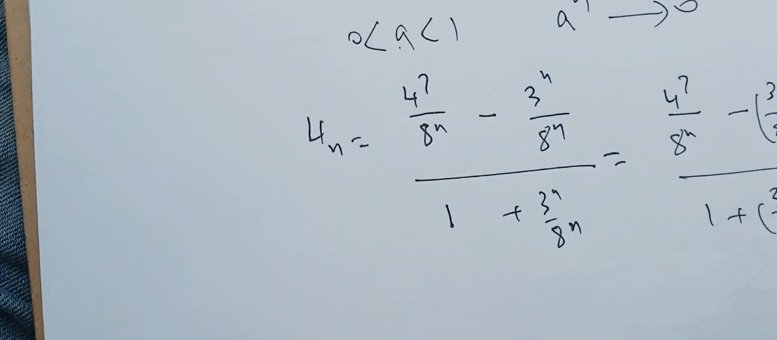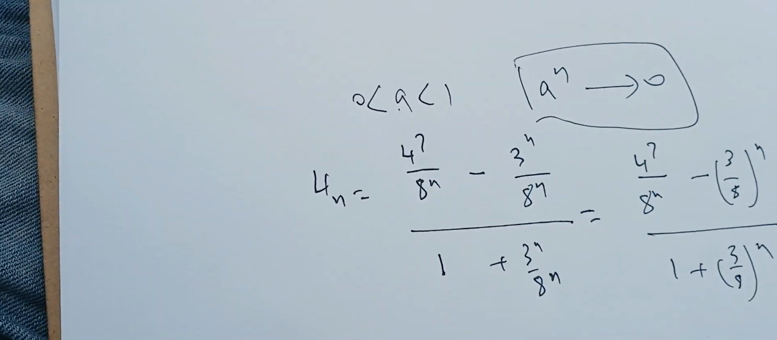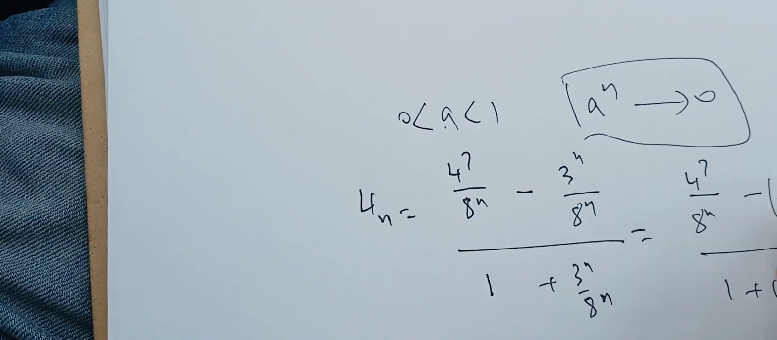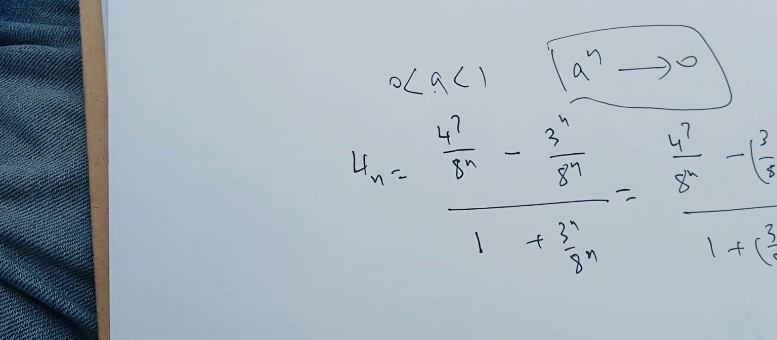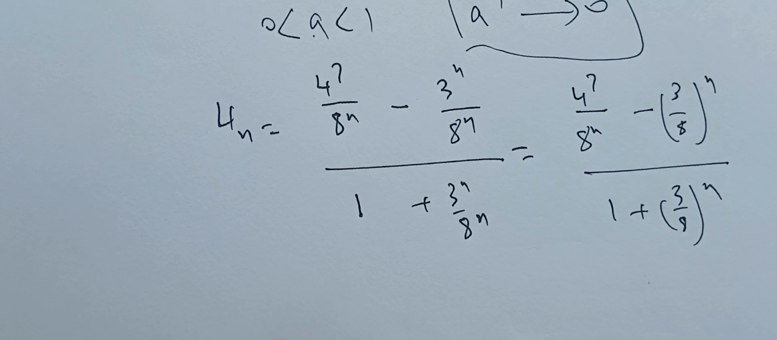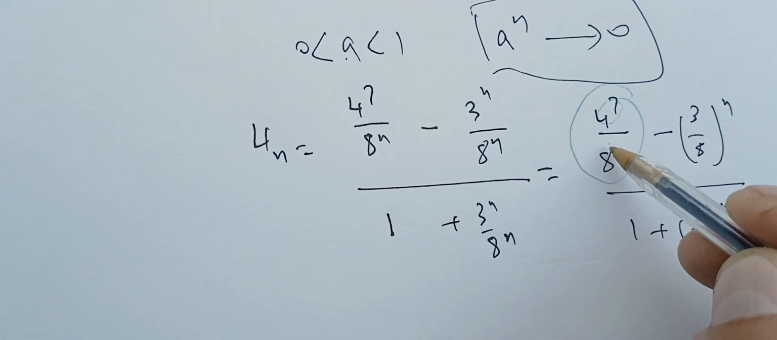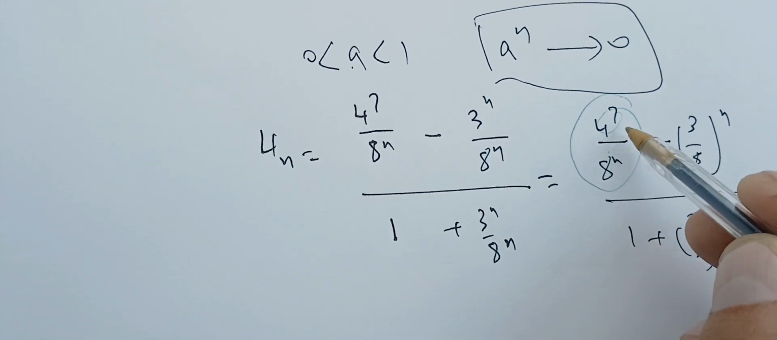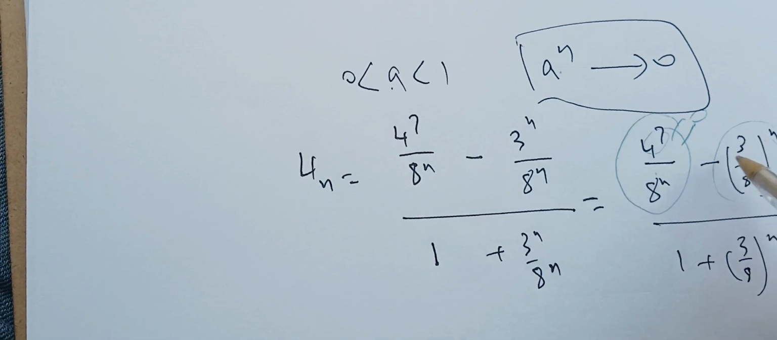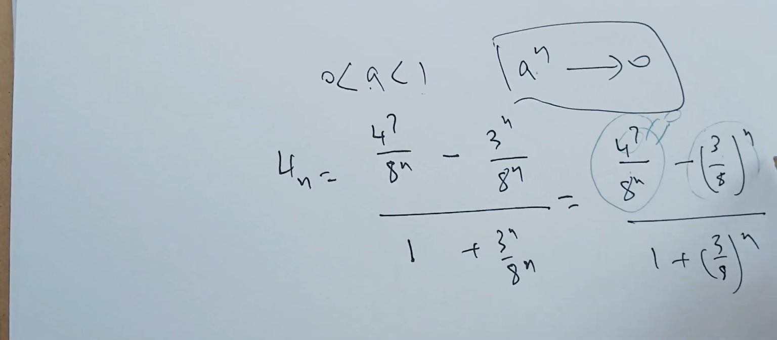So here, we're gonna use this result here. Okay, so 3 over 8 is less than 1. When n goes to infinity, this becomes 0. So here we can now take the limit. So what's the limit of this one? This is a fixed number over this one that gets bigger, so it's 0. This one is 0 according to this result because 3 over 8 is less than 1 and 3 over 8 to the power n is 0.